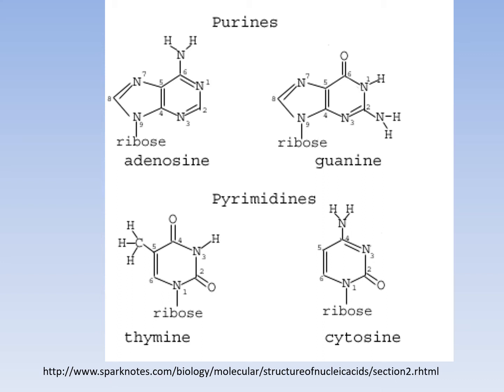Okay, the purines are going to be double rings. Adenosine has a double ring. Guanine has a double ring. The pyrimidines are thymine and cytosine. They have single ring structures. You don't have to memorize these structures. I just wanted to point that out.